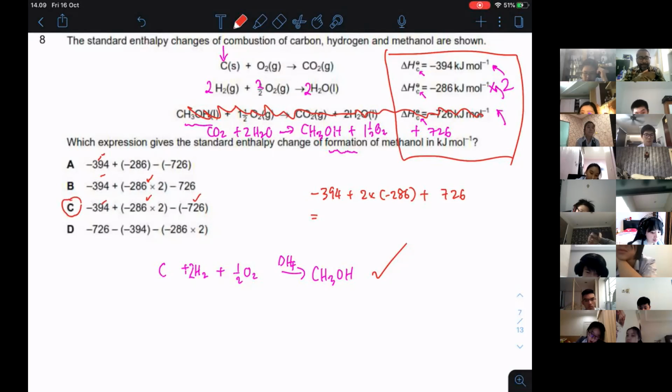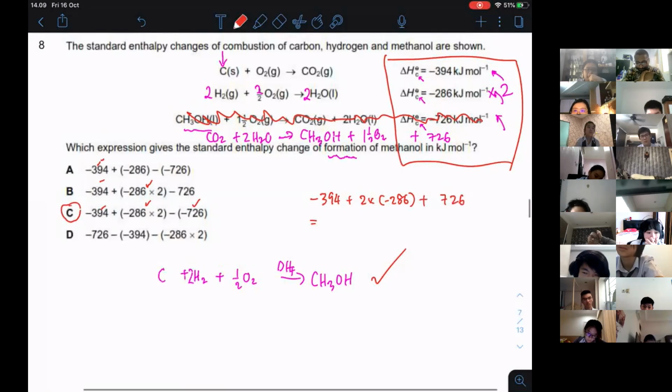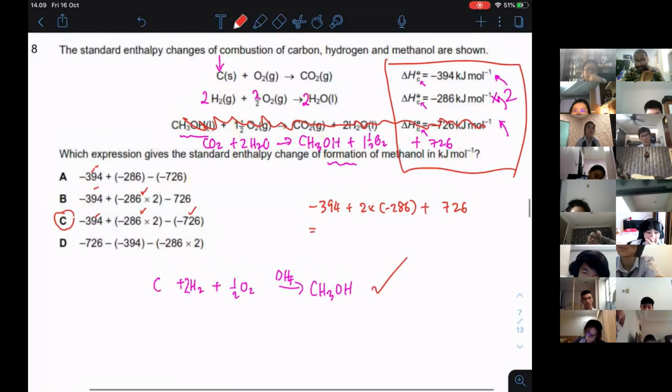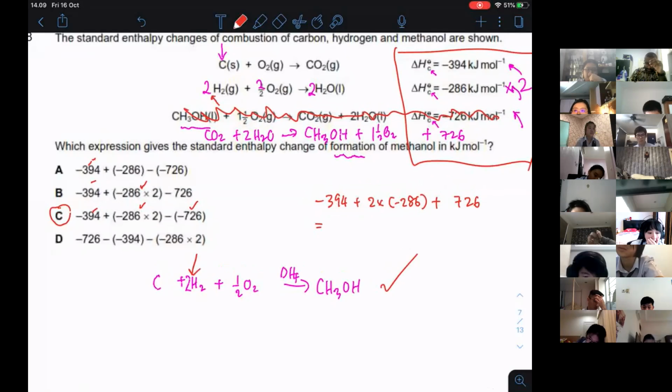Arwen, is that okay, everything? Can you understand, Arwen? Sir, for the second equation, we times 2 because over 2, right, sir? Yes, we times 2 because of the hydrogen. There are 2 moles of hydrogen, so you must have 2 moles of hydrogen here. In order to know that, you need to write down the enthalpy of formation equation. That is very important.